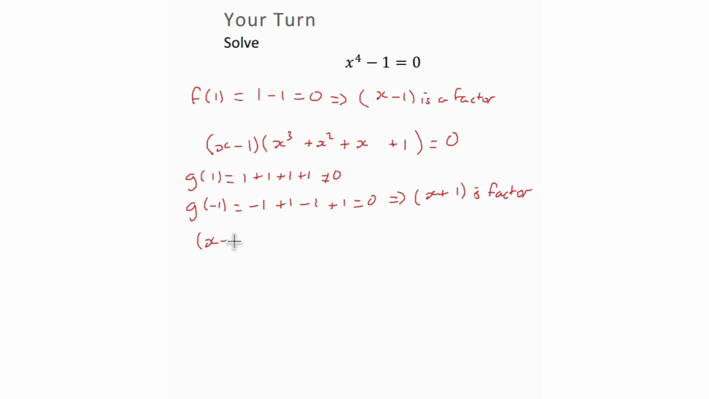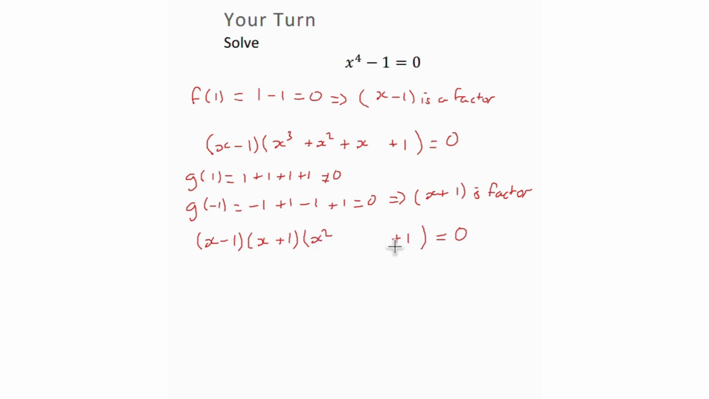So now I've got x minus 1, x plus 1 times by, to get x cubed, this has to be x squared. To get plus 1, this has to be plus 1. Currently, I've got 1x. I need 1x, so there's no x's in the middle. Currently, I've got 1x squared. I need 1x squared, so that's it. So I've got x minus 1, x plus 1, x squared plus 1.